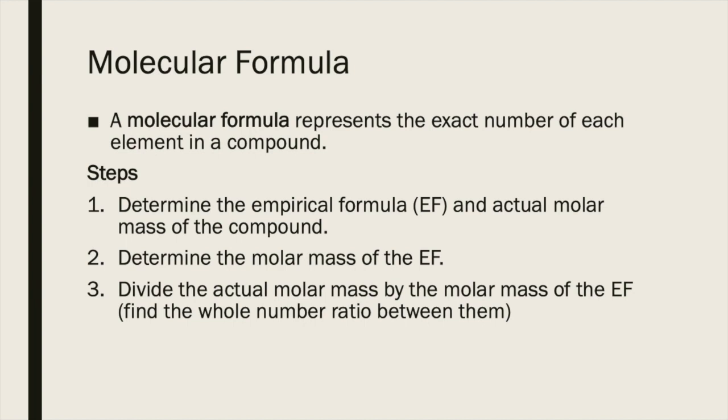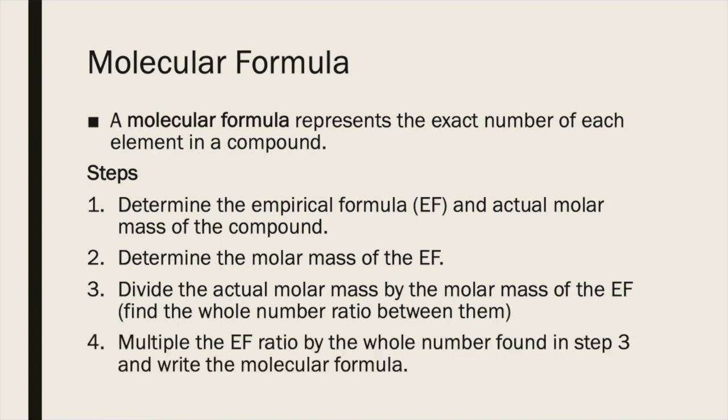Then you're going to take the actual molar mass divided by the molar mass of the empirical, and this should come out to a simple whole number ratio. Lastly, that ratio represents how many times bigger the actual formula is as compared to the empirical. So you're going to take whatever that number is and multiply the ratio of the empirical formula by that number, which sounds a little bit confusing now, but it'll make more sense once we apply it to some examples.